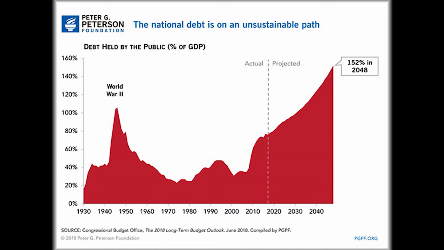As you can see in the graph, the debt held by the public as a percentage of GDP has been growing exponentially for quite a while. It's estimated that in 2048, if we don't do anything to change this, it'll be 152% of gross domestic product.